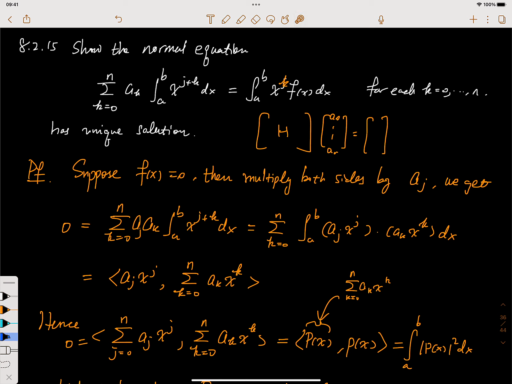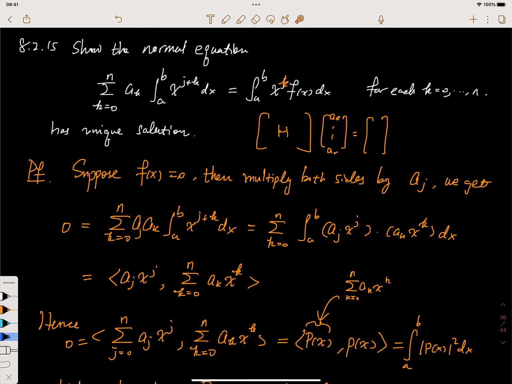So if we want to show that this linear system has only one unique solution, we just need to show that this matrix is non-singular, right? Or in other words, we can show that if this times this thing equals 0, then this thing has to be equal to 0. If we can show that, then this shows that H is invertible. It's non-singular. So in this case, this equation must have a single unique solution.